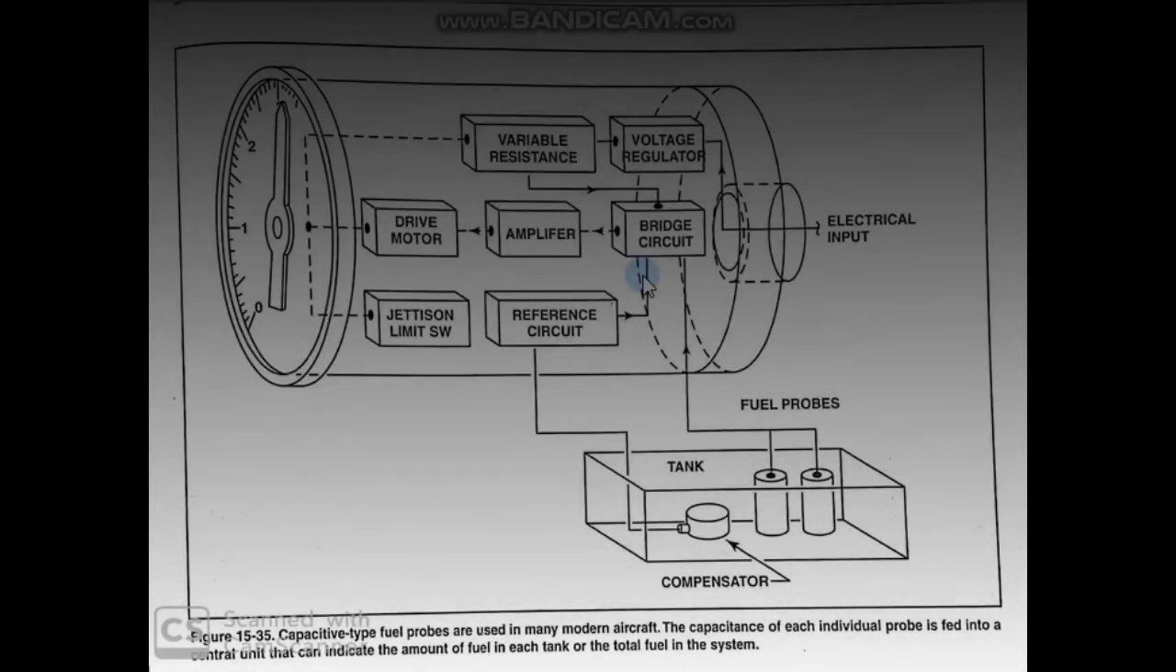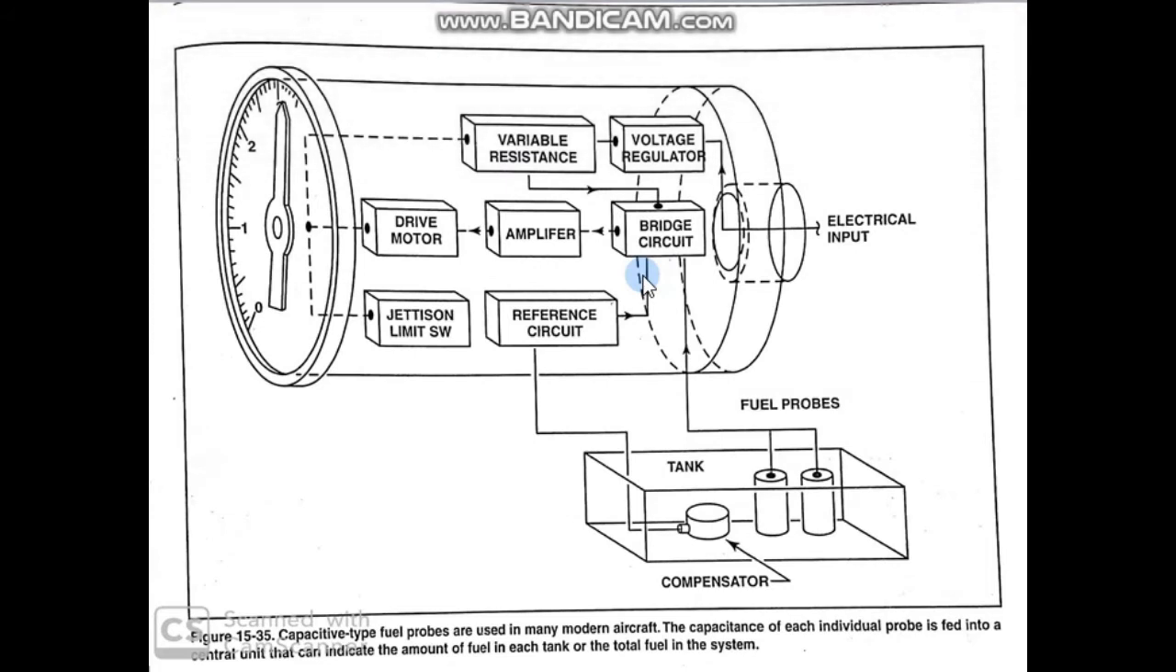The third type is called capacitive type fuel probes, and they are used in many modern aircraft. The use of the unit capacitor, a reference capacitor, and a microchip bridge circuit in the fuel quantity indicators is complicated by the fact that temperature affects the dielectric constant of the fuel. A compensator unit mounted low in the tank, so it is always covered with fuel, is wired into the bridge circuit through a reference circuit to the bridge circuit.